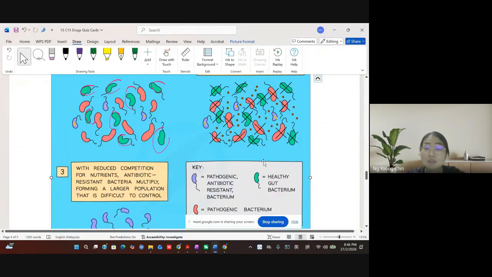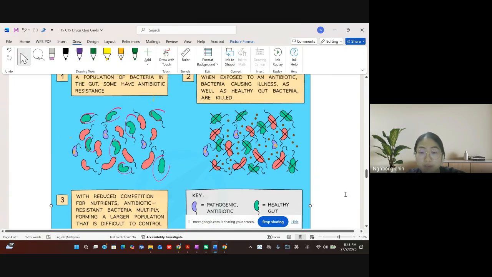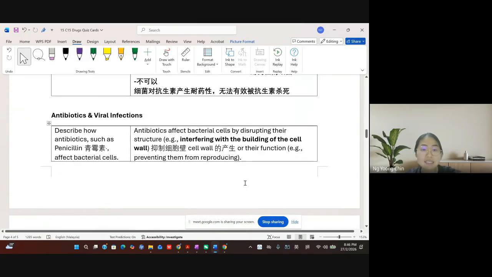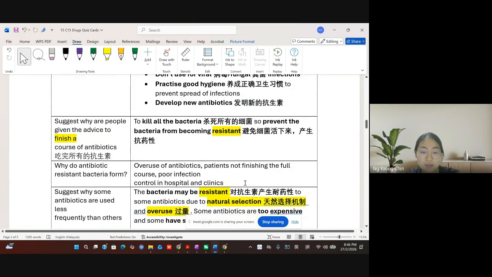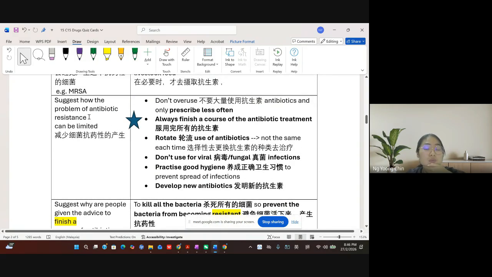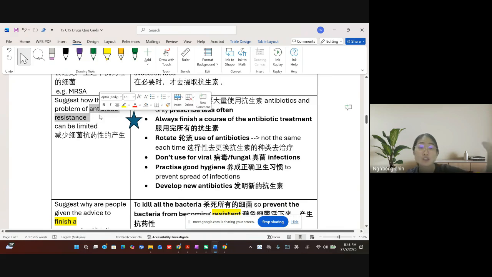Because you have a high dose, it can help to kill the bad bacteria with the resistant gene. By this way, you can prevent the issue of antibiotic resistant bacteria. Okay? You know what I mean? Can you understand? So that is how you are able to limit antibiotic resistant bacteria. This is a very common issue nowadays.